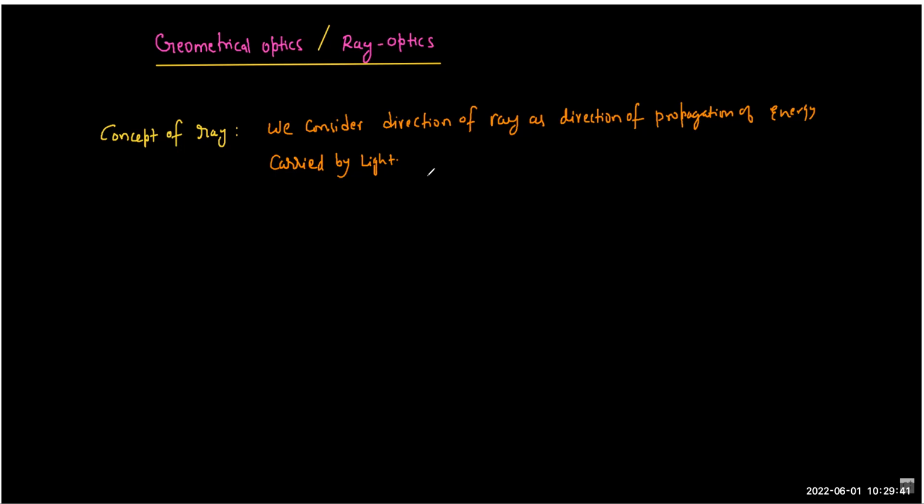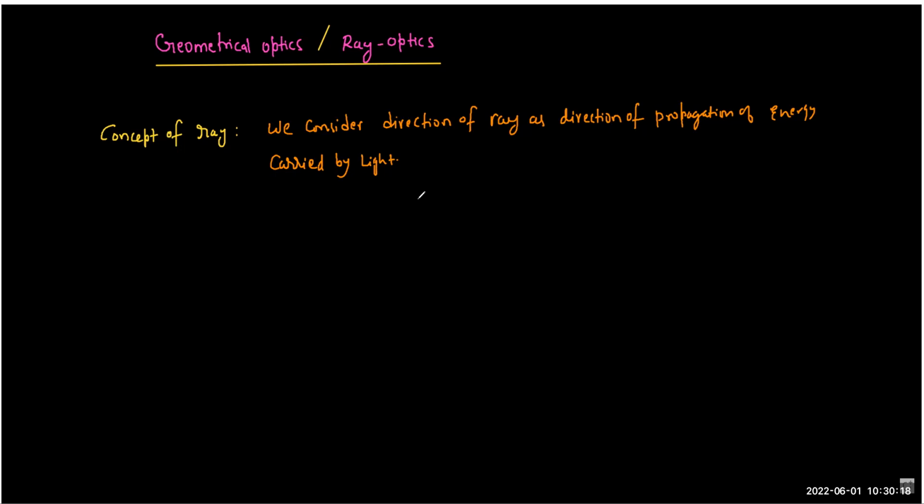Also, what we consider here is only the part of the spectrum which is called the visible region, because in geometrical optics all the image formation can be viewed only if it is falling within the visible spectrum of light. Other spectrum of light like UV and infrared, we don't see or perceive, so we don't consider.